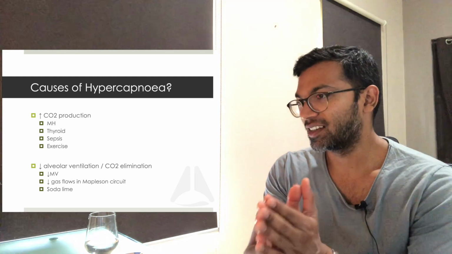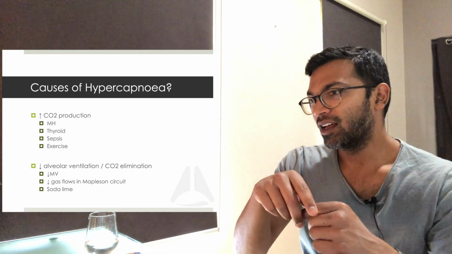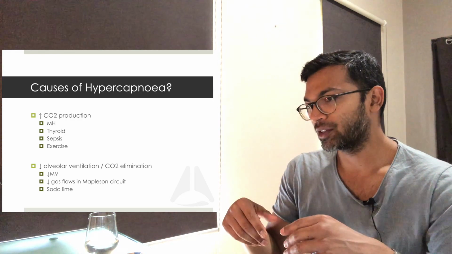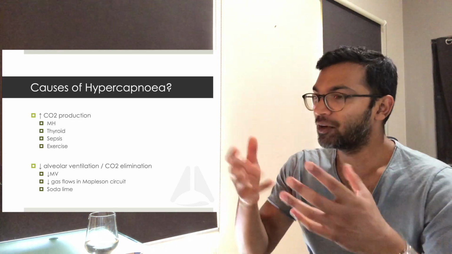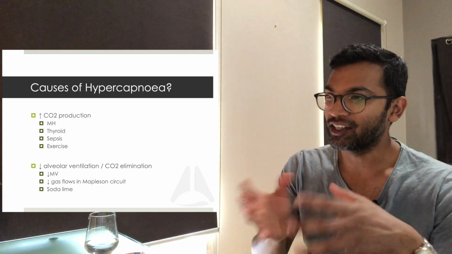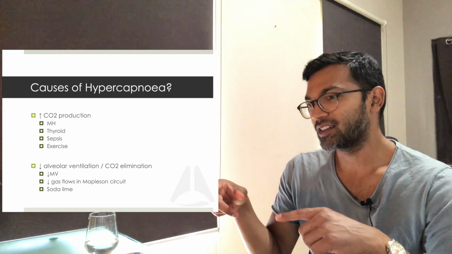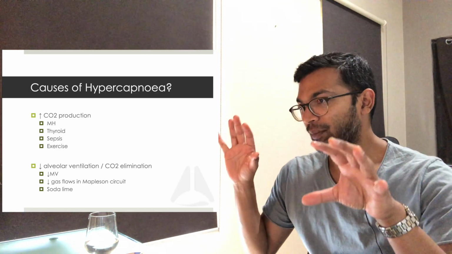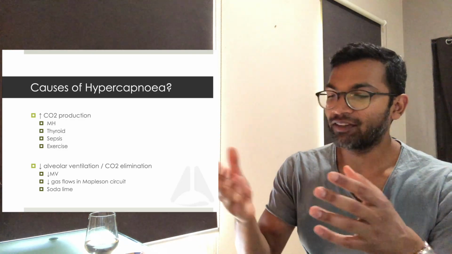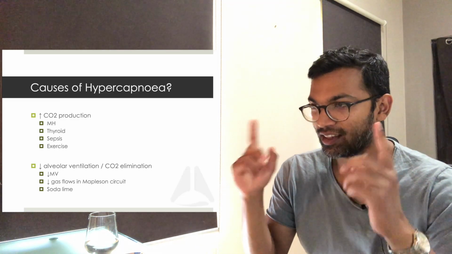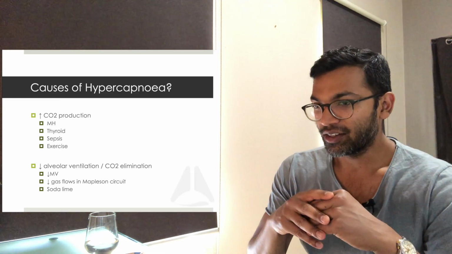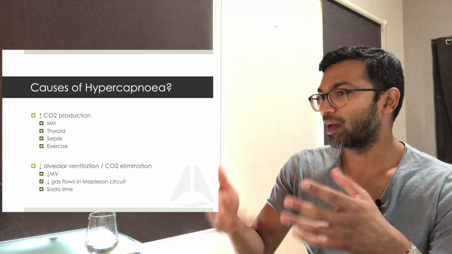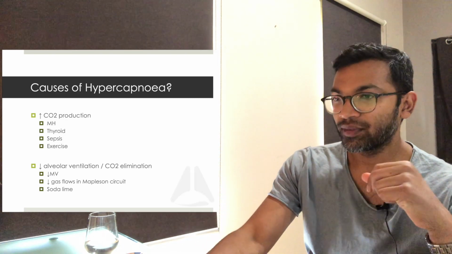So when I first started making these tables, PaCO2 is proportional to production and inversely proportional to alveolar ventilation. But then I realized that that's actually not true in the anesthetic context if they've got a Mapleson circuit. So then I modify that to alveolar ventilation or CO2 elimination, because if I don't have high enough gas flows in a Mapleson circuit, that doesn't hold true. So yeah, otherwise decreased minute ventilation, gas flows, even soda lime issues, so that you're rebreathing stuff.